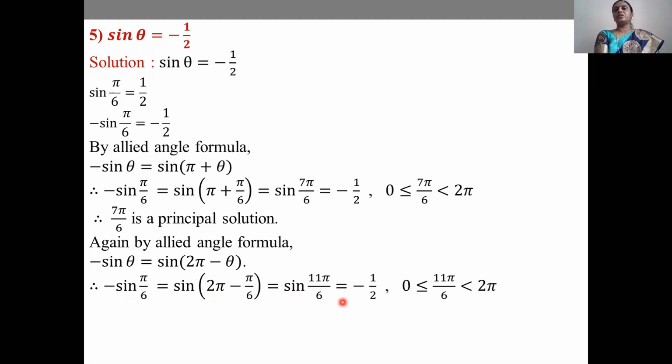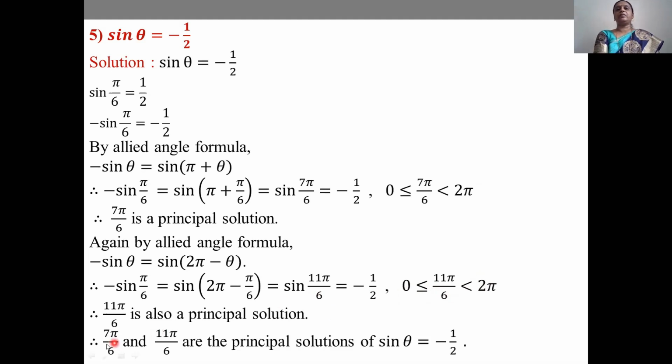But first we have to check whether this 11 pi by 6 lies in the interval 0 to 2 pi or not. For that, convert this radian angle into degrees. How many degrees is it? 11 pi by 6 is the angle of 330 degrees and obviously lies in the interval 0 to 2 pi. Therefore, 11 pi by 6 is also a principal solution. In the last step, write down that 7 pi by 6 and 11 pi by 6 are principal solutions of sine theta equal to minus half. Both the principal values we found by using the allied angle formula.